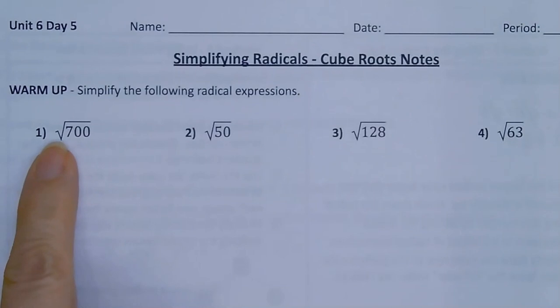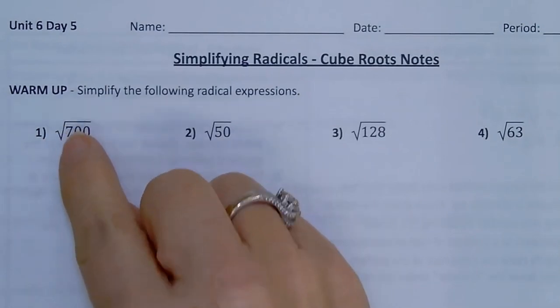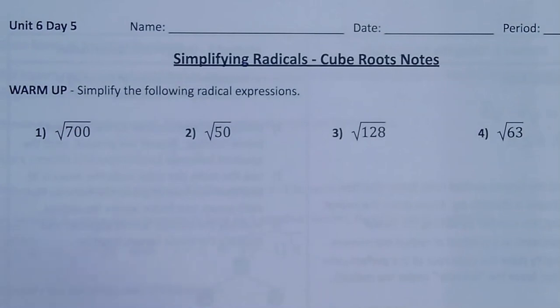So remember, if you have a radical symbol with no number in that index spot, you assume that it's a 2. You're looking for the square root. So when I'm looking for the square root of 700, I can either find a factor tree for this, or I can try to think of perfect squares that are factors of 700.